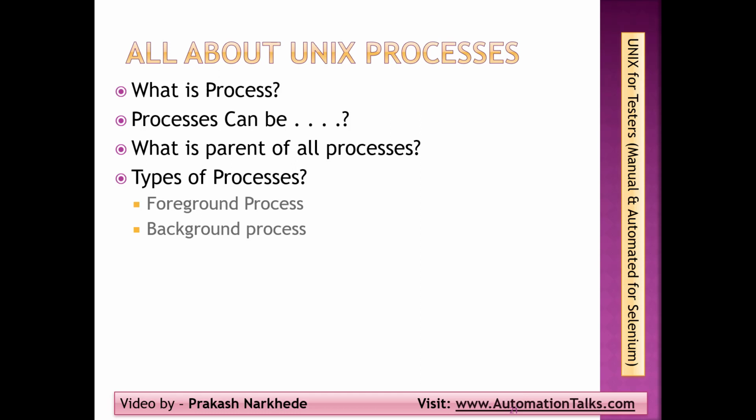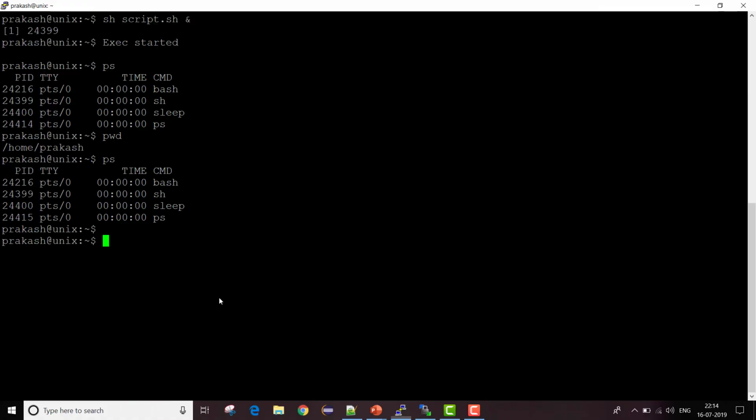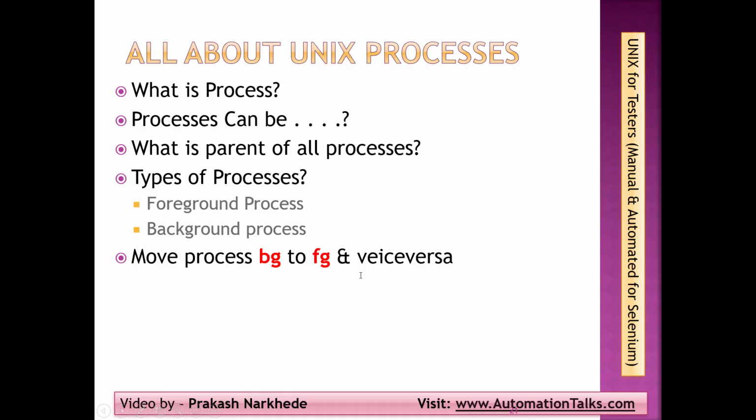So what next do we have? Moving a process from background to foreground and vice versa. We have two commands, bg for background and fg for foreground. We can use these commands to switch your background process to foreground and foreground to background. You need to give bg or fg followed by the process ID, which you can see over here. These are my process IDs, PIDs. It will convert your process from bg to fg or fg to bg, whatever you want to do.